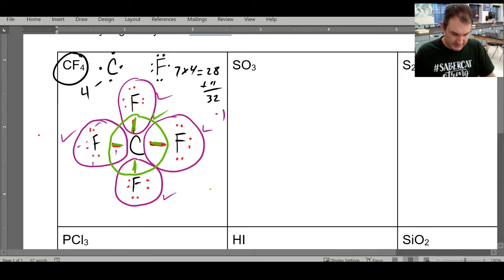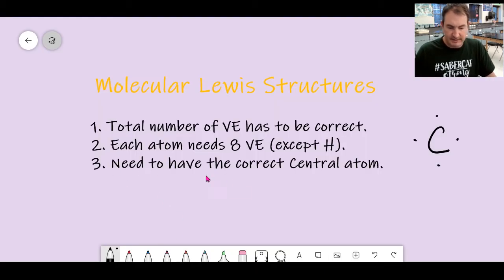Let me go back to the rules again. First, we need to have the correct central atom. It was carbon because that had the most unpaired electrons. So that was our hub. We put that in the middle. Then the total number of valence electrons has to be correct.